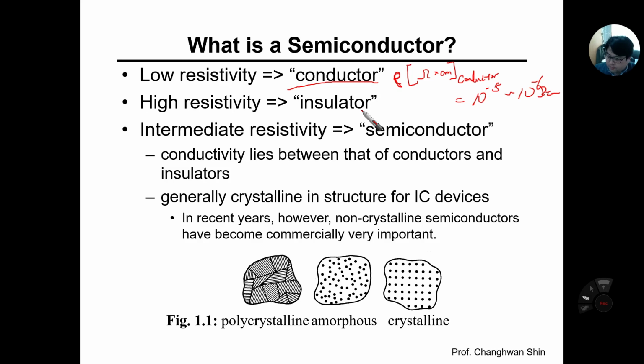Okay, so many physicists have done experiments, and it turned out that the resistivity of insulating material is in the range of 10 to the 14 to 10 to the plus 18 ohm times centimeter.